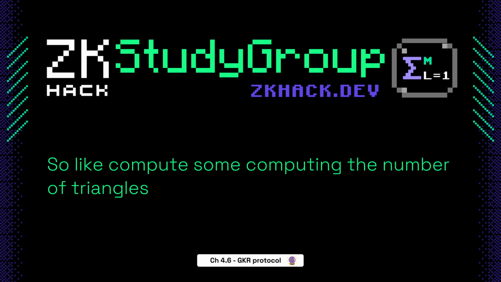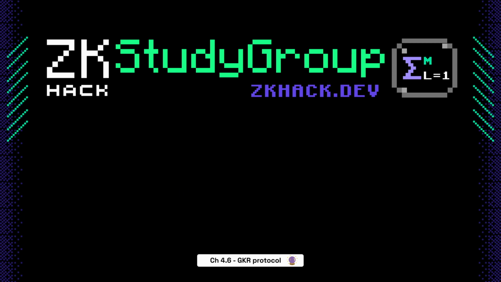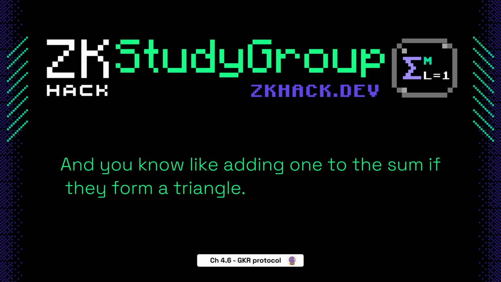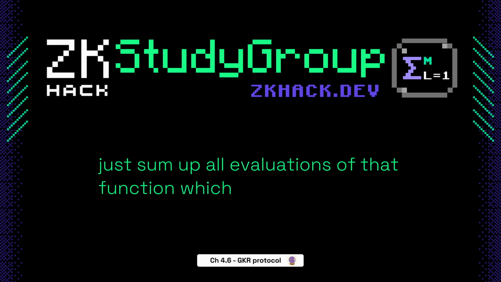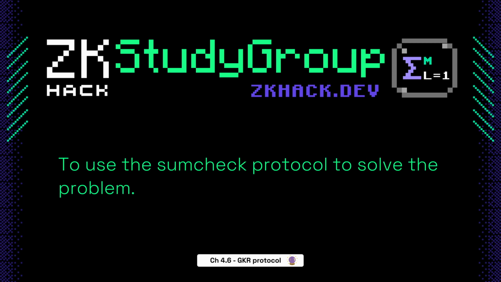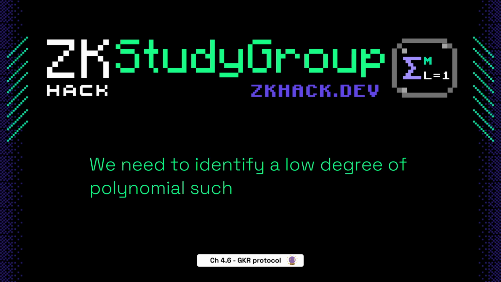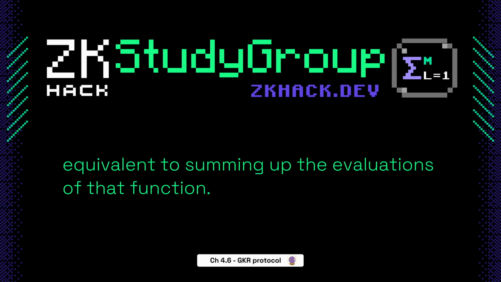Computing the number of triangles in a graph is like summing over all triples of vertices and adding one to the sum if they form a triangle. So that's what the verifier really wants to do: sum up all evaluations of that function, which maps vertex triples to whether this is a triangle or not. To use the sum check protocol to solve the problem, we need to identify a low degree polynomial such that summing up the evaluations of that polynomial is equivalent to summing up the evaluations of that function.